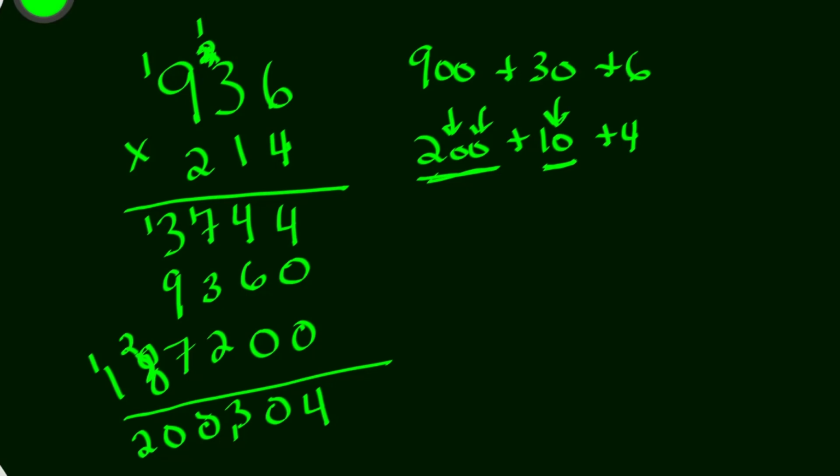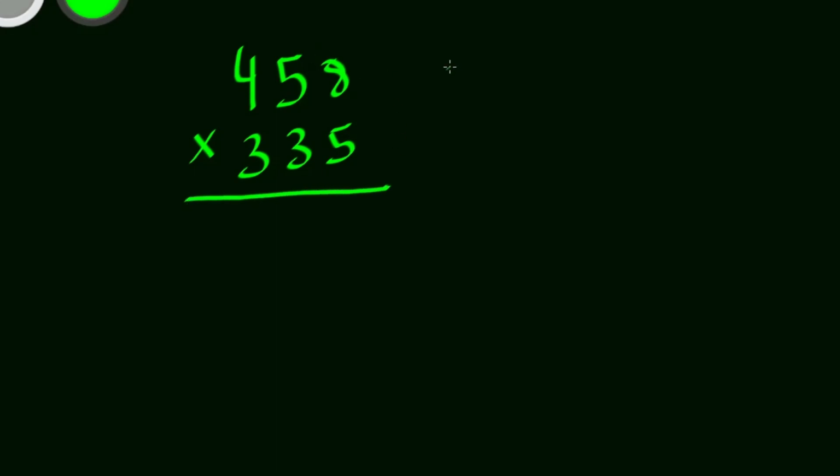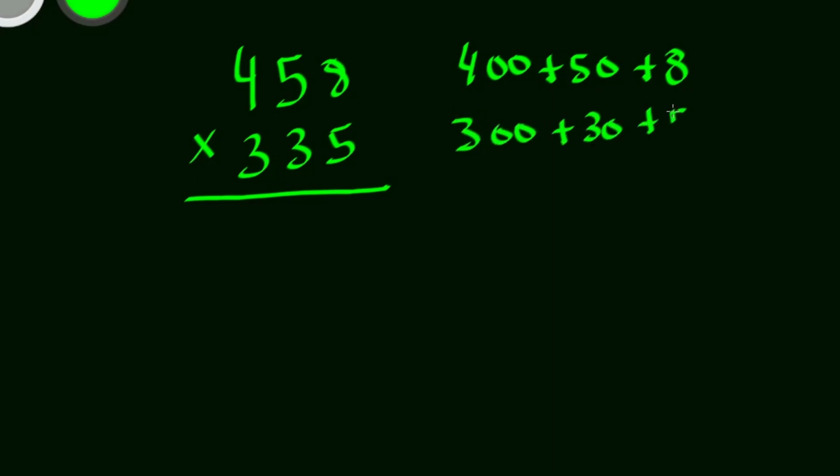Again, let's move on to one that's a touch more difficult. Let's do 458 times 335. Let's put this in expanded form. It's good practice. 400 plus 50 plus 8. 300 plus 30 plus 5.